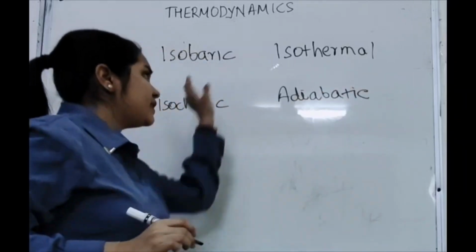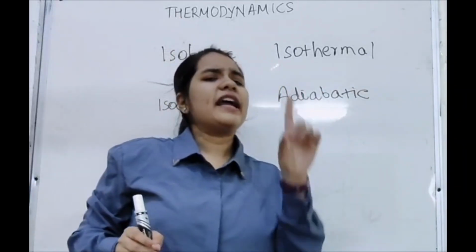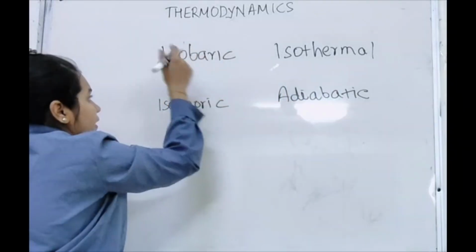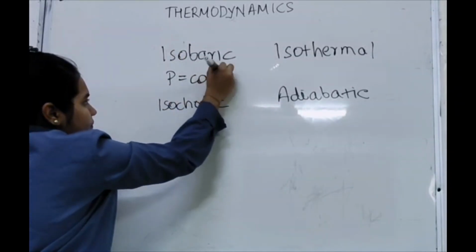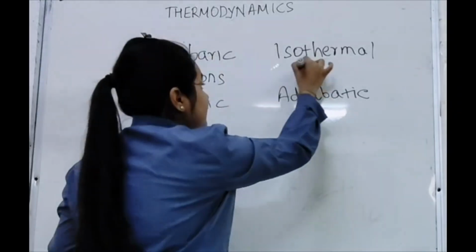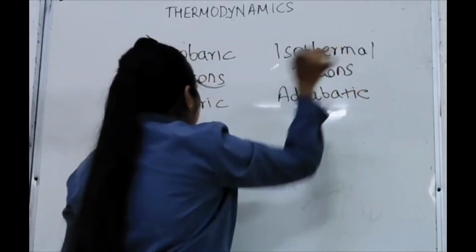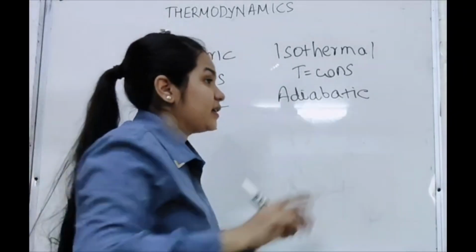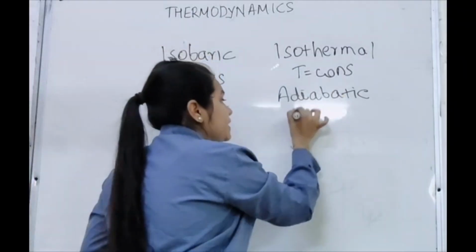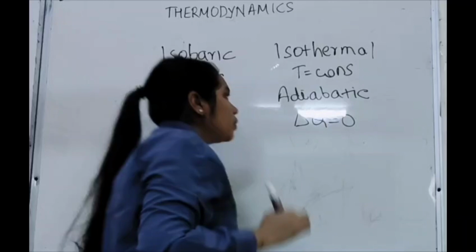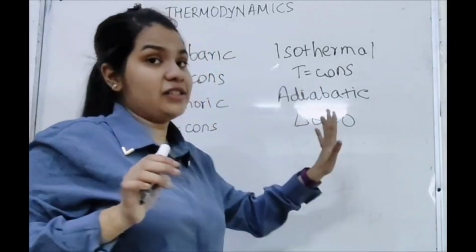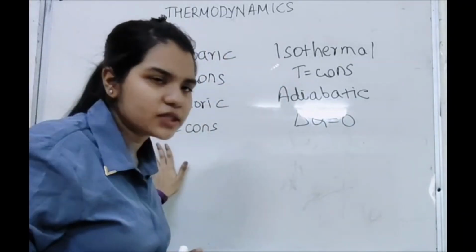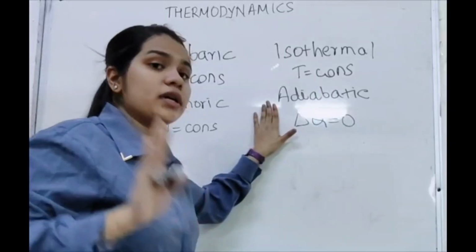If you see the similarities in these four processes, any one state variable will be constant. For example, isobaric, pressure is constant. For isothermal, temperature is constant. For isochoric, volume is constant. For adiabatic, there is no heat exchange, that means delta Q equals 0. So you should be very versed with this one. Isobaric pressure is constant, isothermal temperature is constant, isochoric volume is constant, adiabatic delta Q is 0.